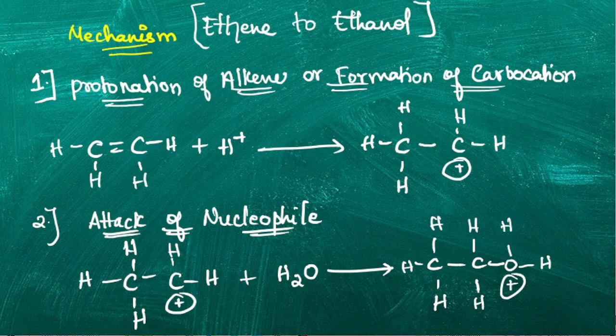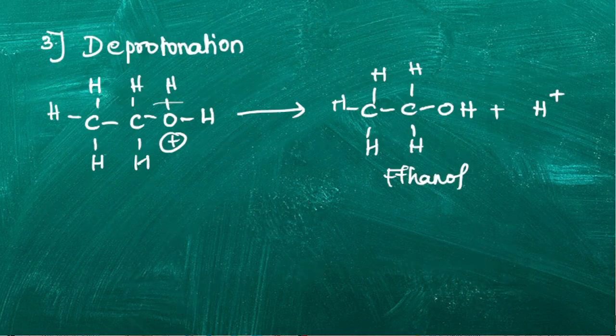So the third step is deprotonation. Always you should remove the proton that is forming. In the deprotonation reaction, what happens? One of the H will go out as H plus, forming the alcohol. Clear? This is the mechanism to convert ethene to ethanol.